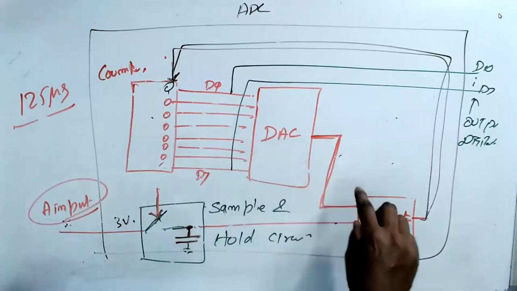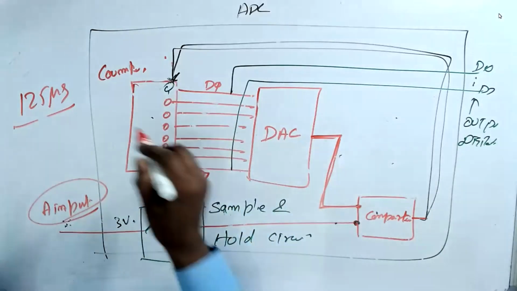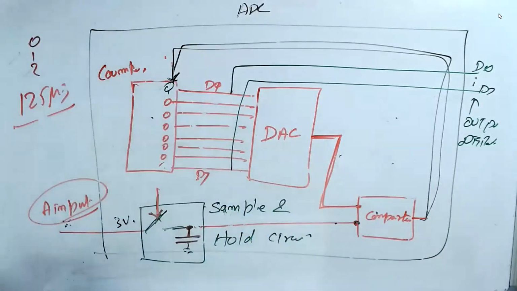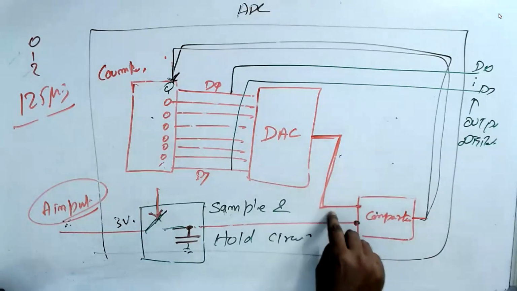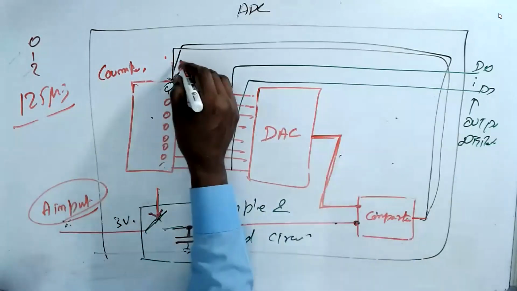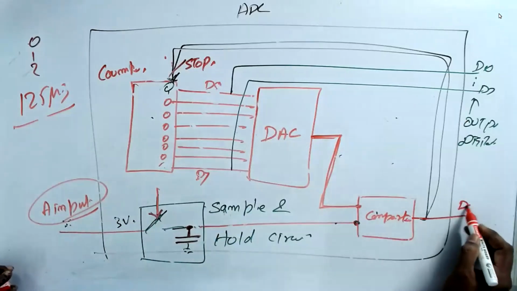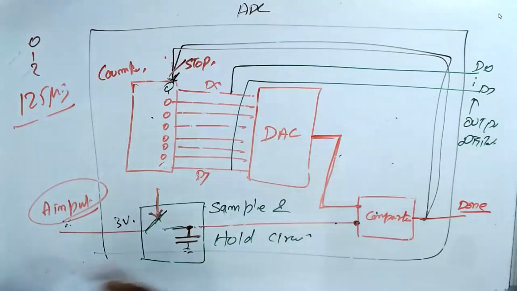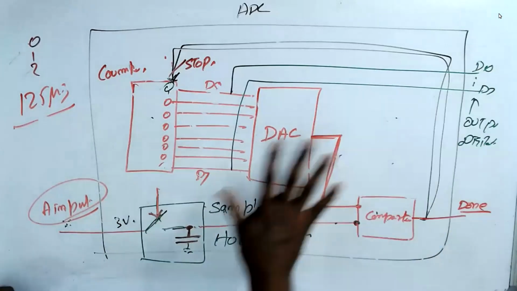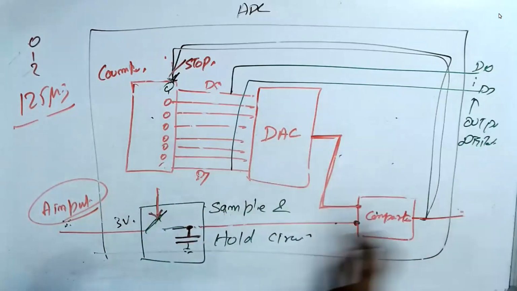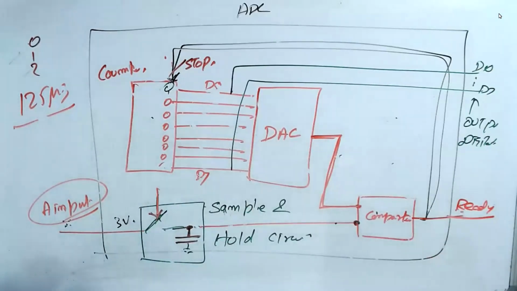When these two voltages are not matching, I give a signal to the counter to count more. The counter will be counting from 0, 1, 2 like that. At one voltage, the comparator will become equal. When it is equal, the counter will stop and give a signal out. This is called done. So you look for done, then you take the value. You can also call it ready, or available, any name, it doesn't matter.